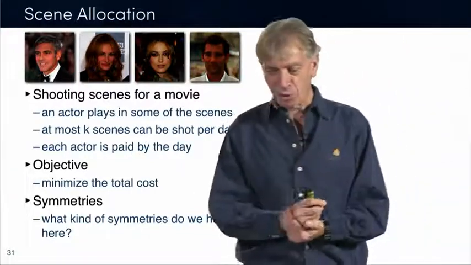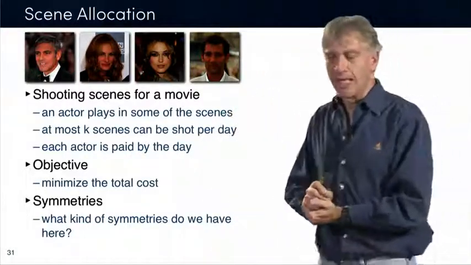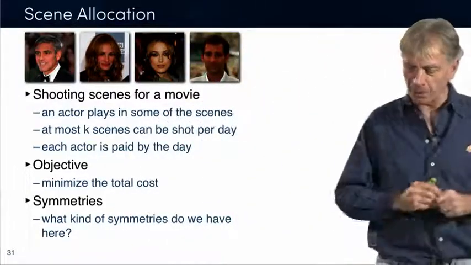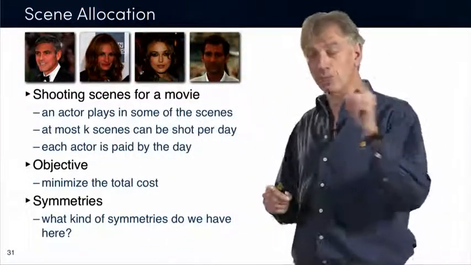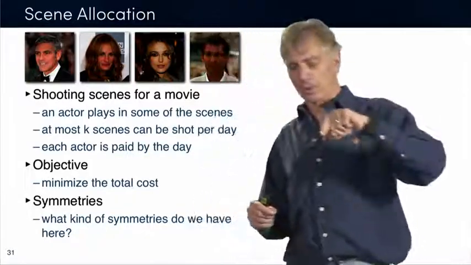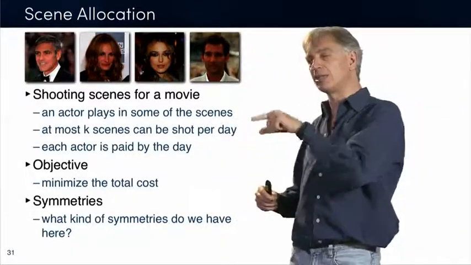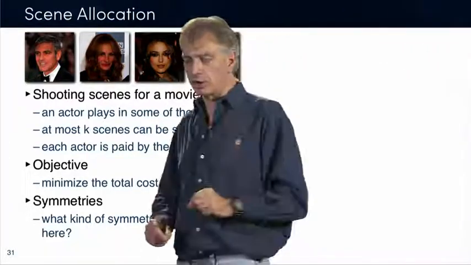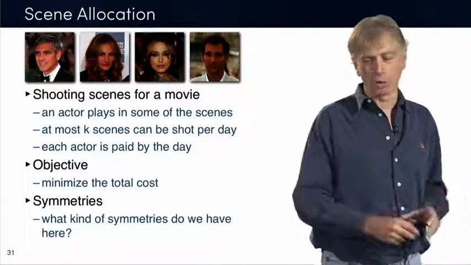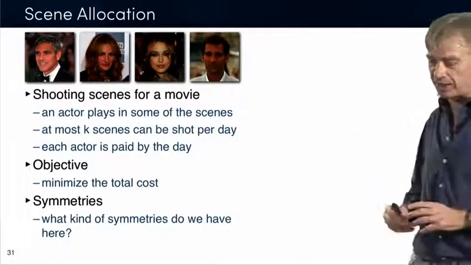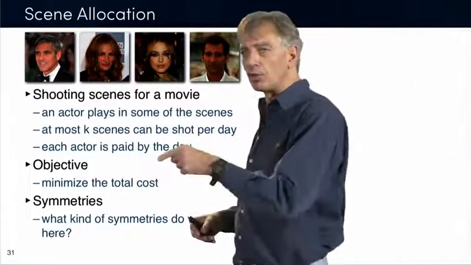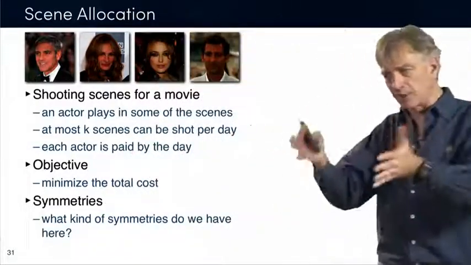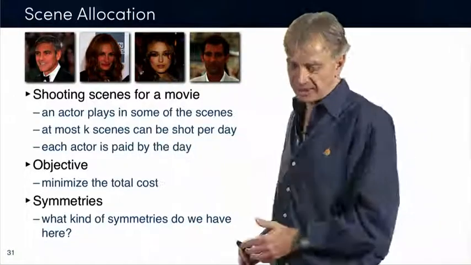So what we are trying to do is shoot these movies. The actors play in different scenes. And remember, they were not paid by the scene they play in. They were paid by the number of days that they were on the set. And we had a constraint on the number of scenes that you can shoot every day: you can shoot at most k scenes every day. The objective was obviously to minimize the cost. One of the ways to do that is to make sure that the actors, when they spend a day on the set, are shooting as many scenes as possible.